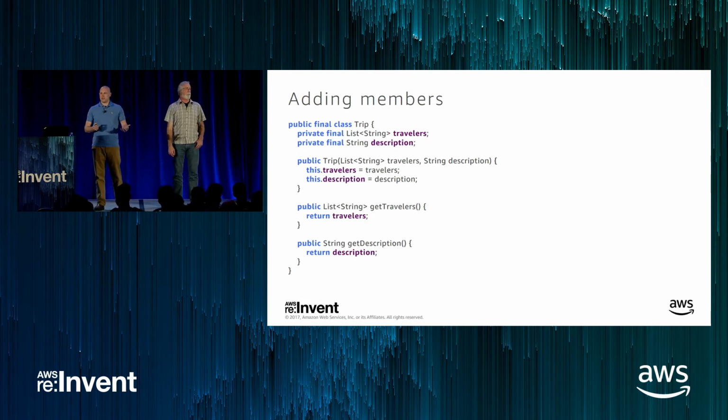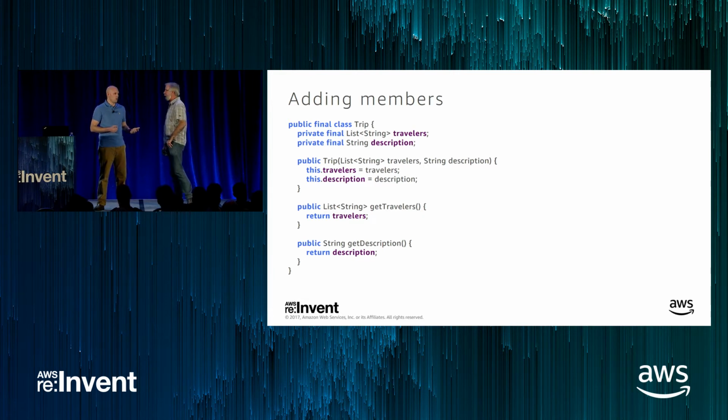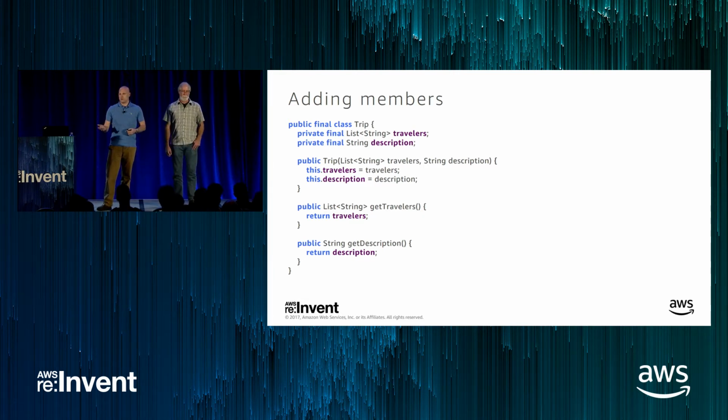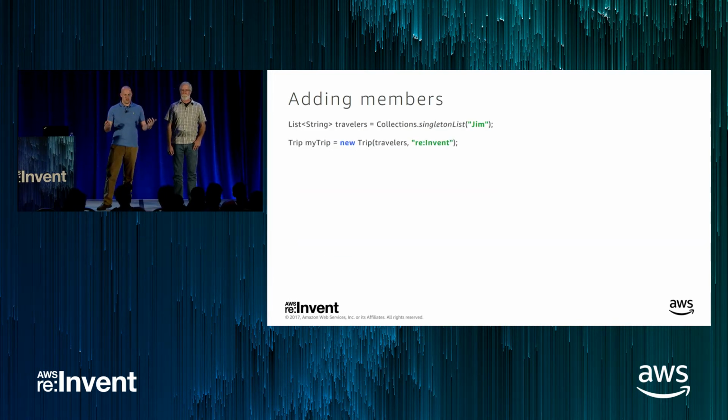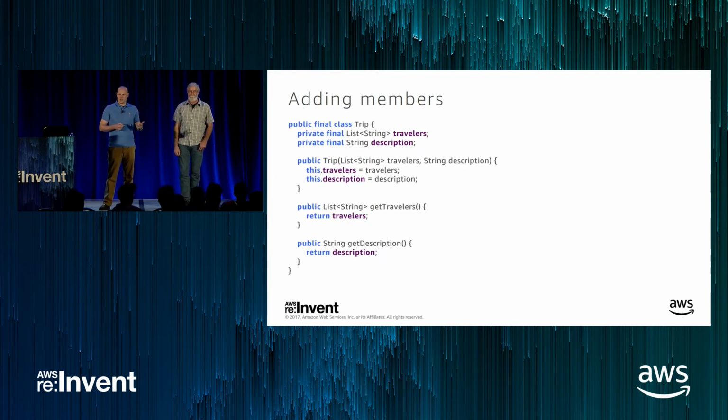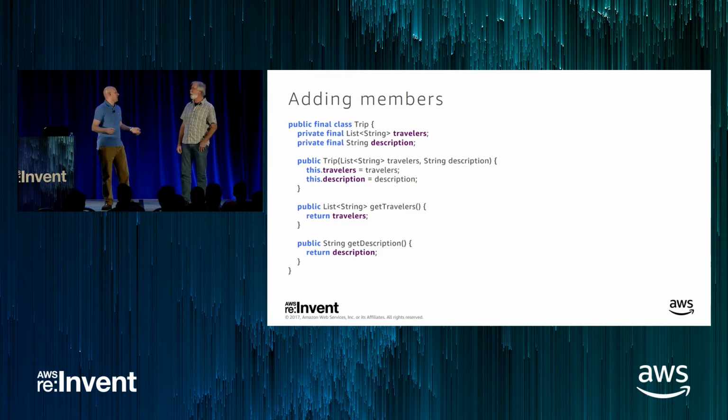So this might be a way that we would model the trip object. We've got two properties, a list of strings and a description, and we just pass them into the constructor, and we have some getters to get those things out. It's a nice immutable representation. I create it using the constructor, a standard Java pattern. And this is something that Java developers would expect and would be familiar with. So who thinks that this is a good way to design our trip object? I can't trick anyone. No hands.